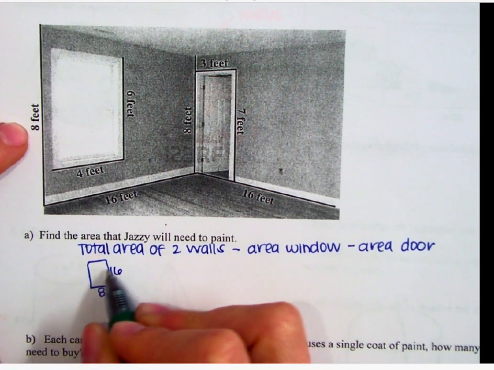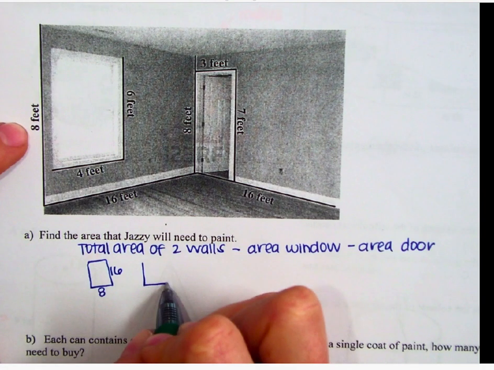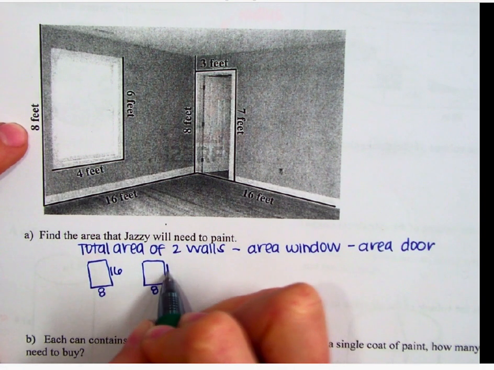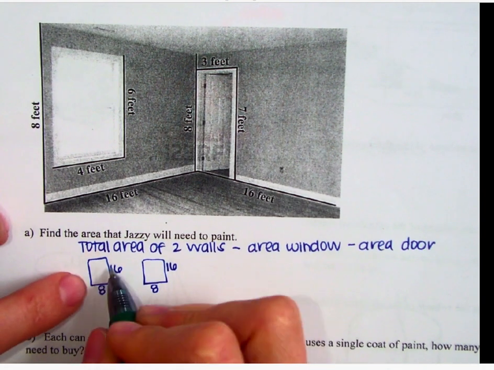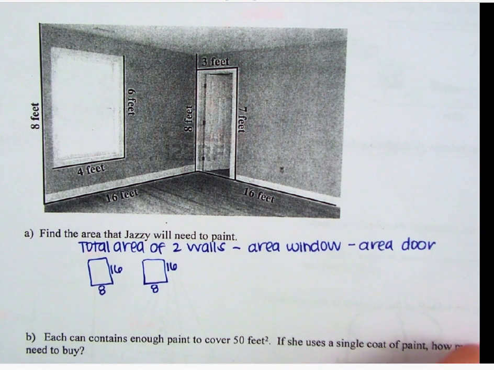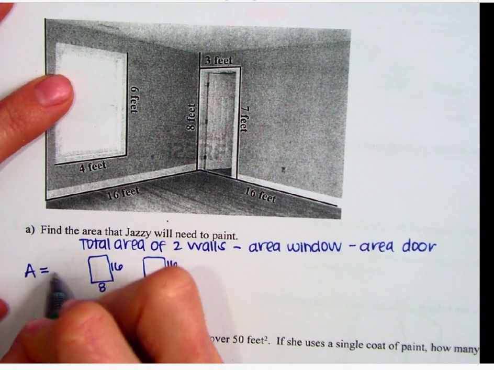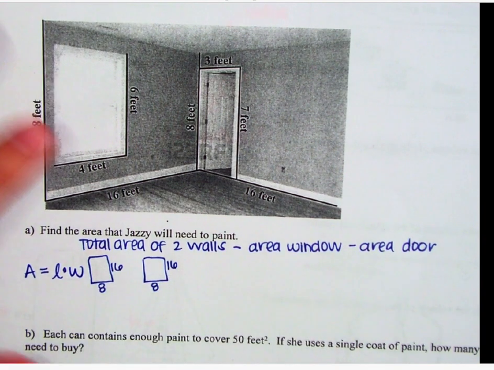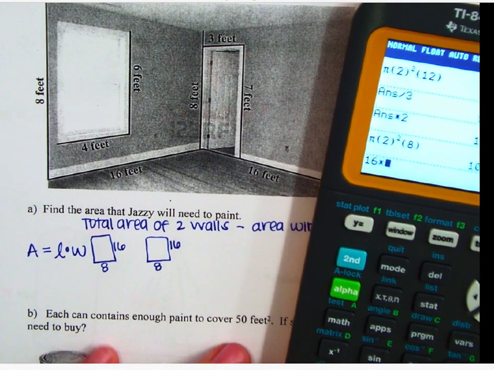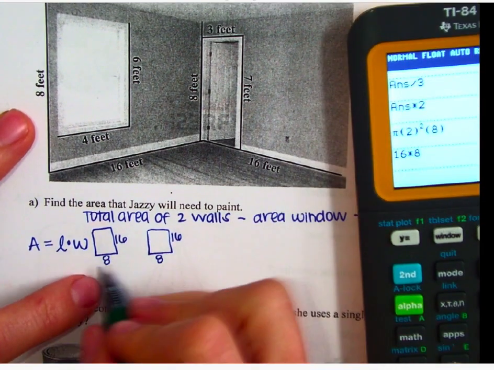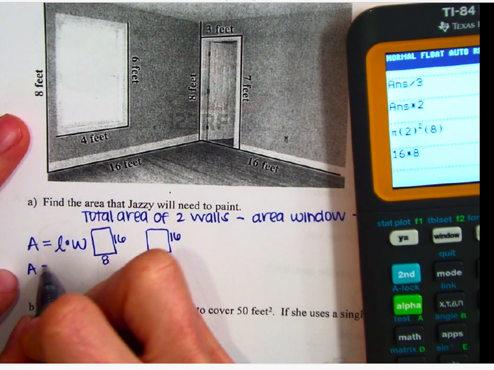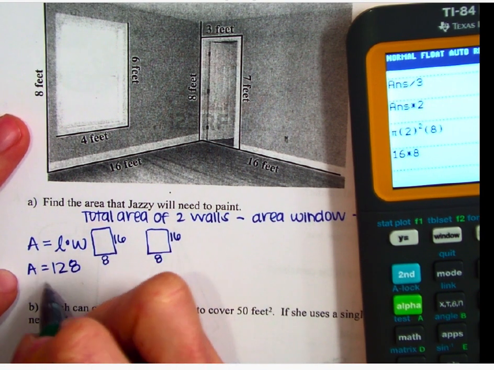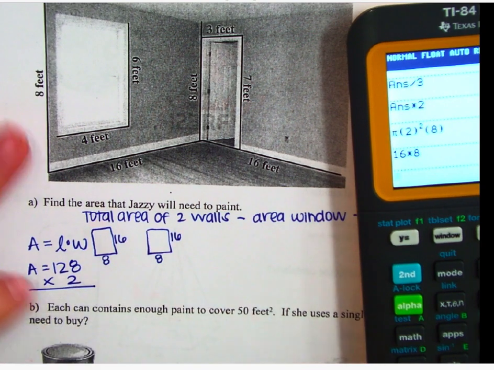So if I want to find the area of these, you would just multiply length times width. So the area here, 8 times 16. So the area of a rectangular wall would be length times width. So multiplying in the calculator, 16 times 8 gives us 128. But since there's 2 walls, I'm going to multiply this by 2.